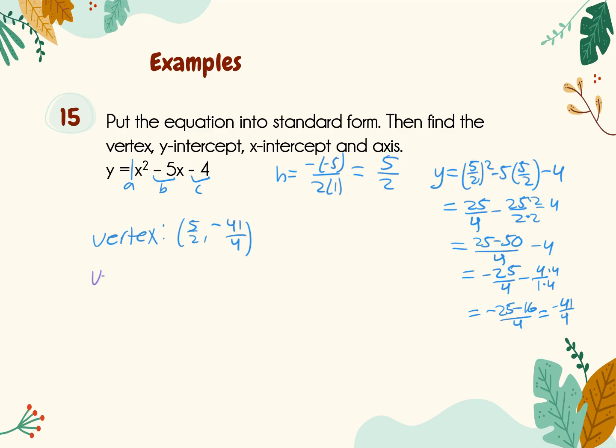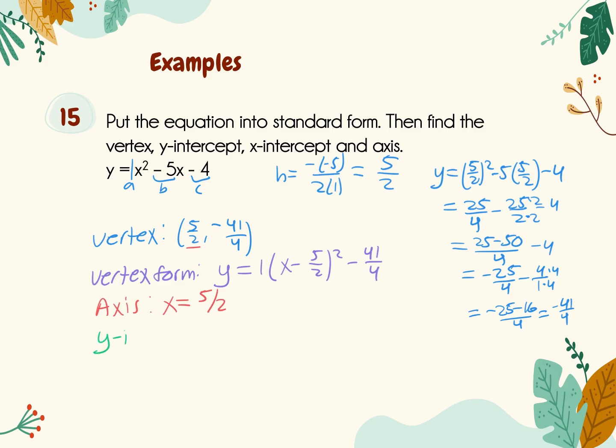In vertex form, right? Now that I have the vertex, all I have to do is plug everything in. So I get y equals a, all right? So a is 1 in this case, x minus h, so x minus 5 over 2 squared, plus k, so plus negative 41 over 4 is going to get you minus 41 over 4, all right? From here, the next easiest thing to get is the axis of symmetry, which is going to be the x-coordinate of your vertex. So I get x equals 5 over 2.